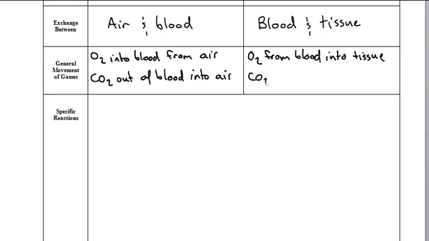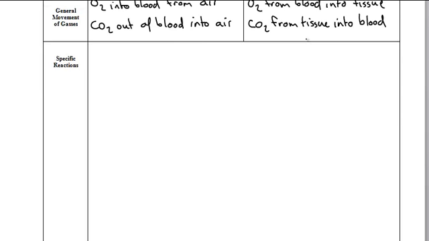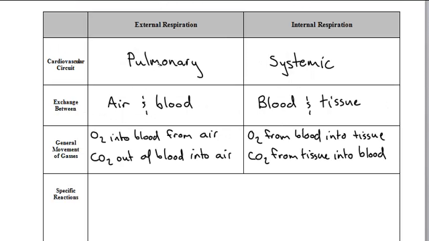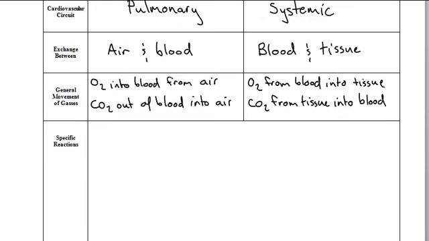We have CO2 from tissue into blood. Now I understand these equations I'm about to show you can be challenging, so I don't want you to panic right away. We're going to look at them a couple different ways and see if we can master this. Okay, so the specific reactions, I got rid of the line down the middle because these are what we call equilibrium reactions, meaning they can push either towards the internal respiration side or towards the external respiration side, depending on the conditions.